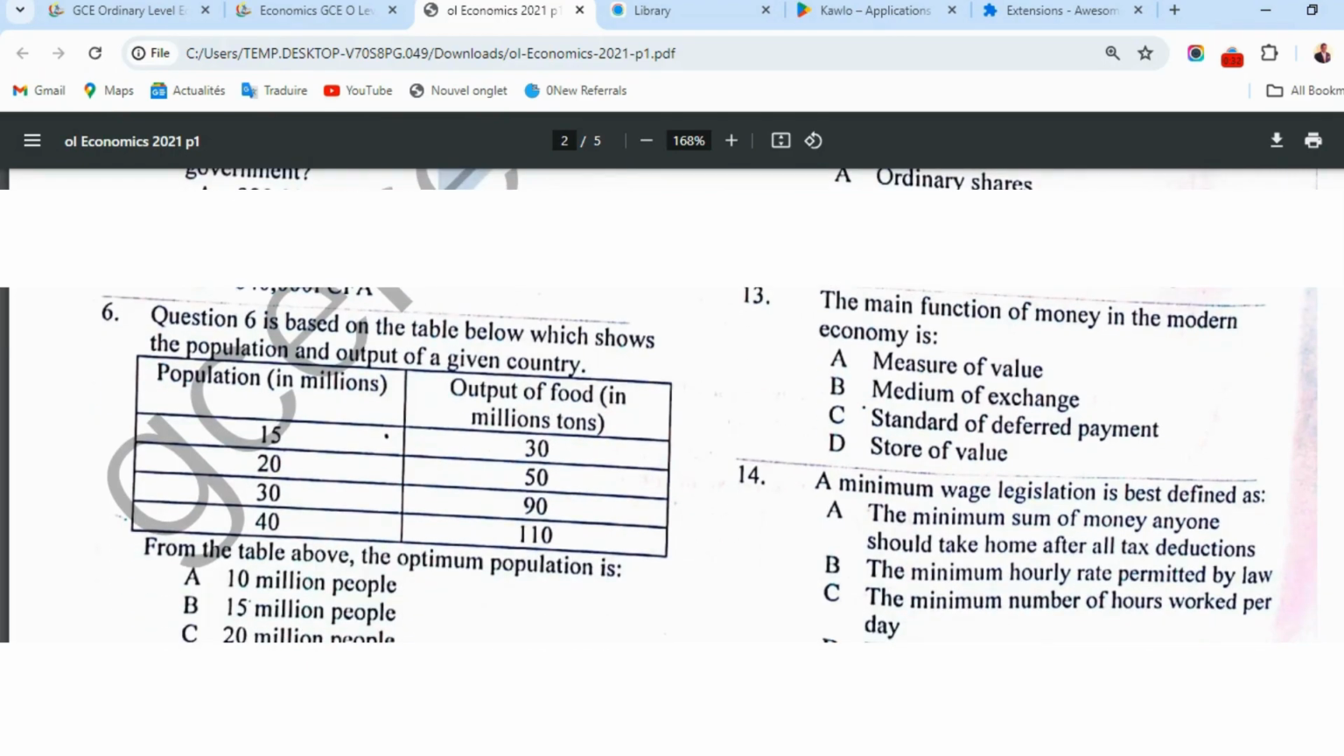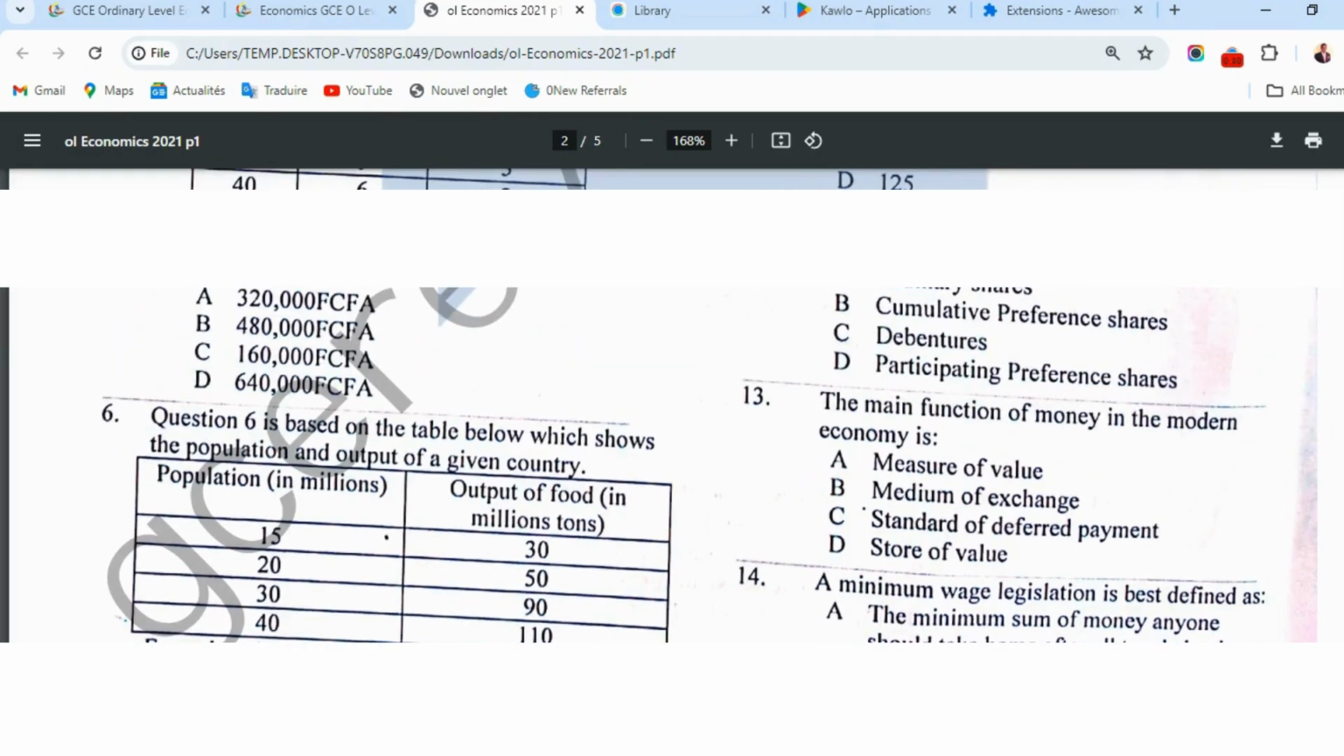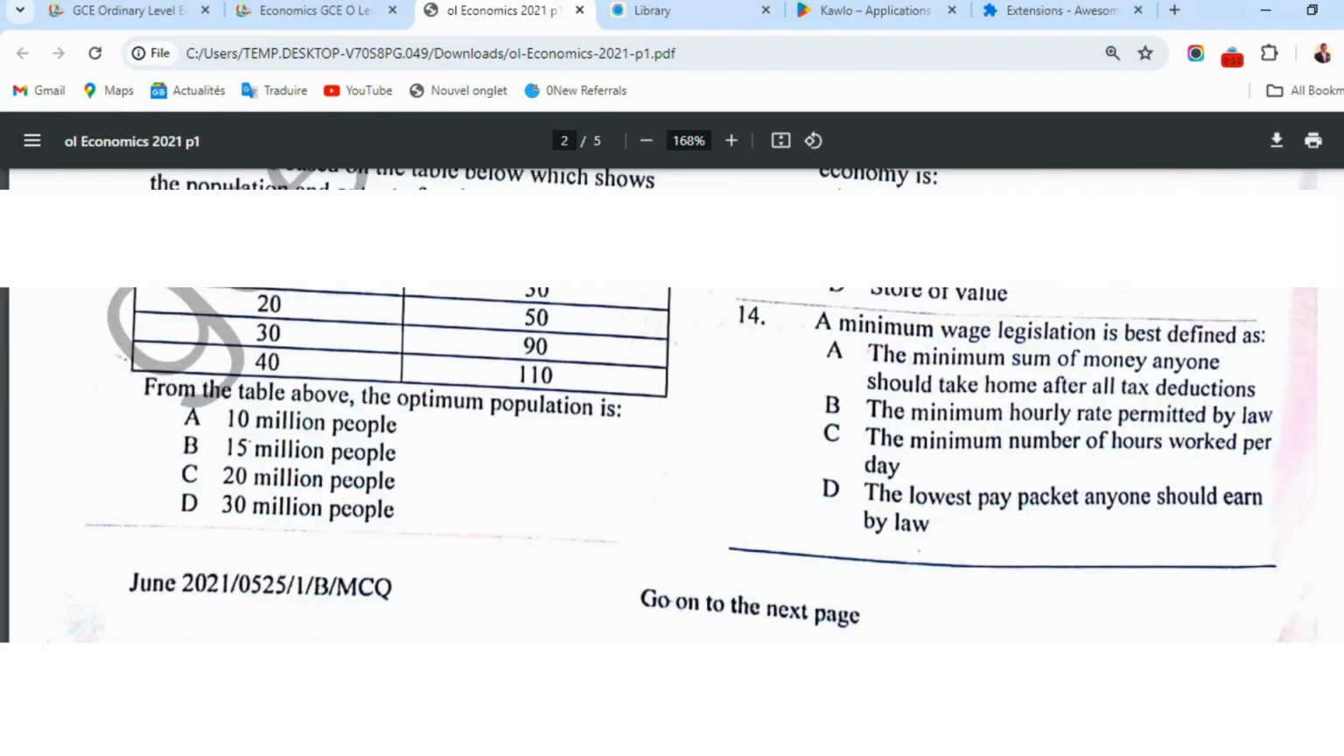Now let's go to 14. It says a minimum wage legislation is best defined as. So that is 14. The minimum wage legislation is best defined as A, the minimum sum of money anyone should take home after all tax deductions. B, the minimum hourly rate permitted by the law. C, the minimum number of hours worked per day. D, the lowest pay packet anyone should earn by law.